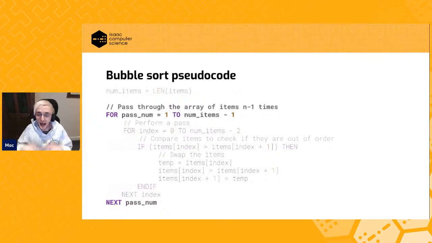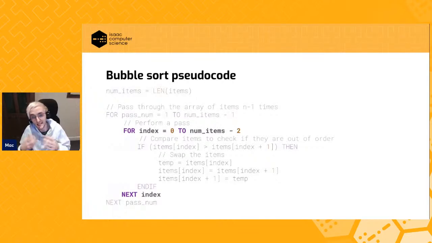We then have an outer for loop. Now the outer for loop is going to control the passes. Going through each pair of items in a list one time is called a pass. This outer for loop is going to count up with each pass, so that's why we use the variable pass num. As we do more and more passes, that pass num is going to go up by 1 each time. Now inside that outer for loop, we have a second for loop, an inner for loop.